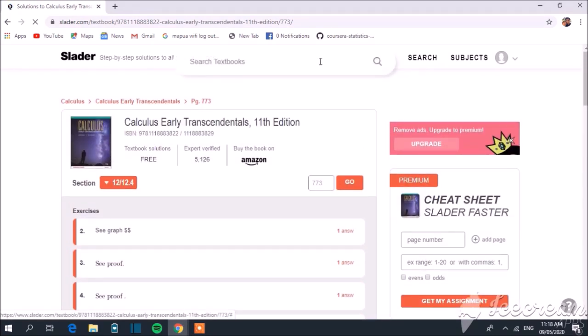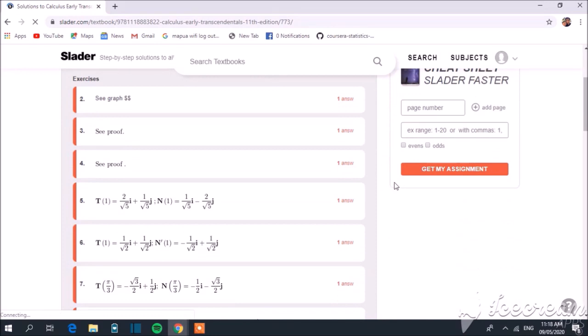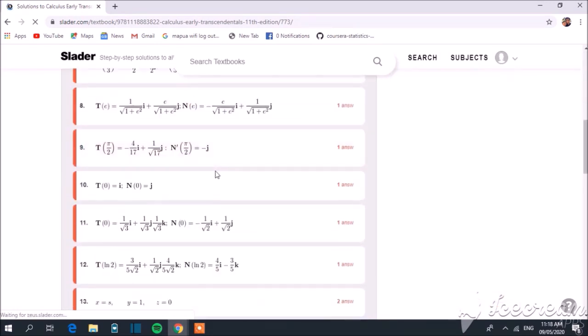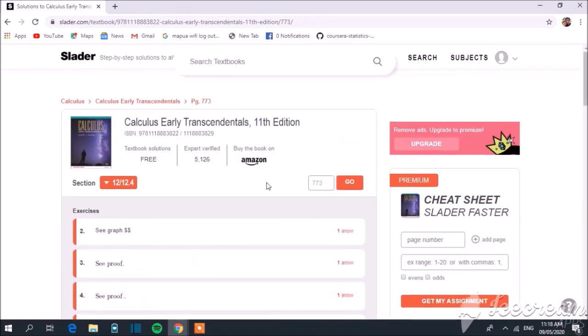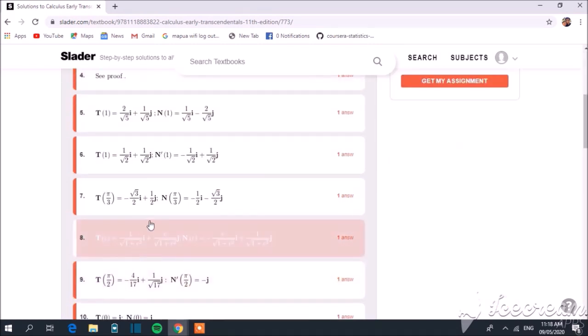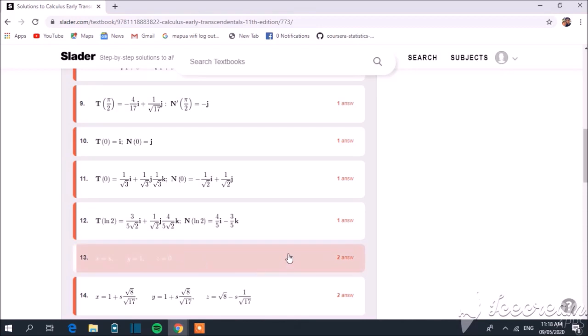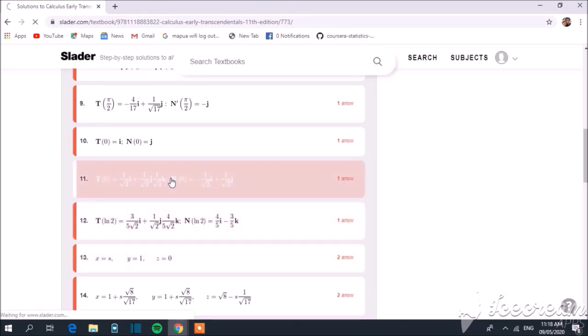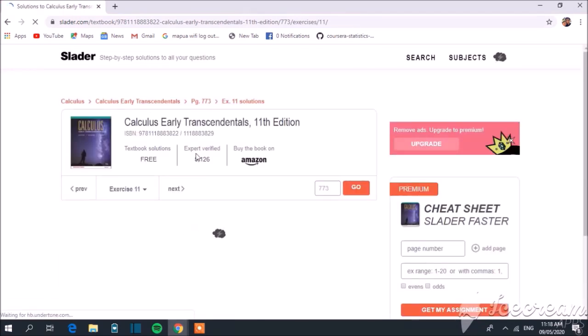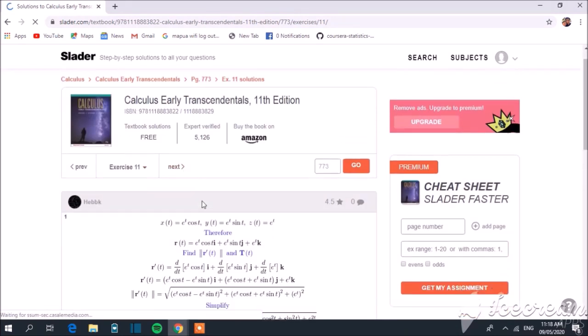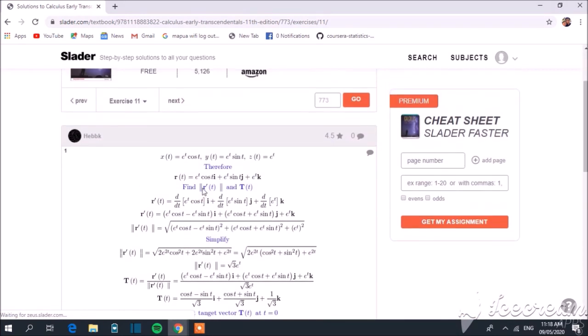Wait, this is on a book right now. Anyways, this is on a certain book. Of course, the questions are not the same, but they are of the same type. Let's just choose one of these. It's number 11. This is my recent search here.